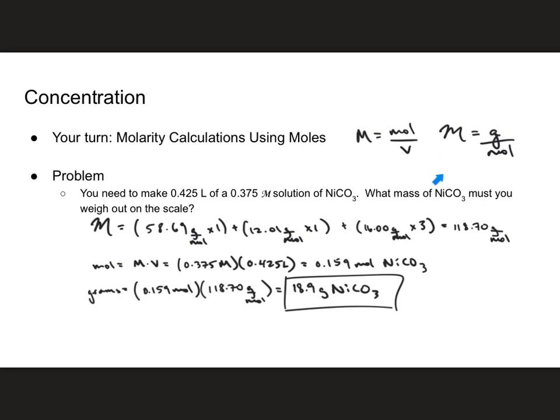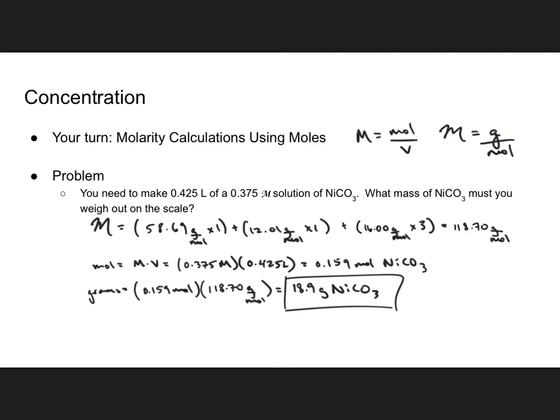Okay, so we have the same setup as the problem on the previous page. We need the two equations, the one for molarity and the one involving molar mass. This says you need to make 0.425 liters of a 0.375 molar solution of, this is nickel carbonate. What mass must you weigh out on the scale? So the first thing you needed to do was, just like the previous one, find the molar mass of NiCO3. So that's what you see right here, 58.69 plus 12.01 plus 16 times 3, 118.70.